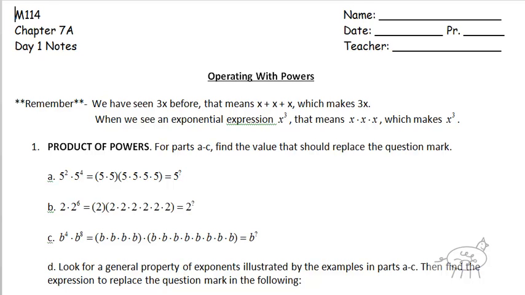Today, day one of chapter 7a, we're going to talk about powers, so basically exponents, which is operating with powers. You guys have seen some of this already, so that's why there's a little remember here. We have seen 3x before.